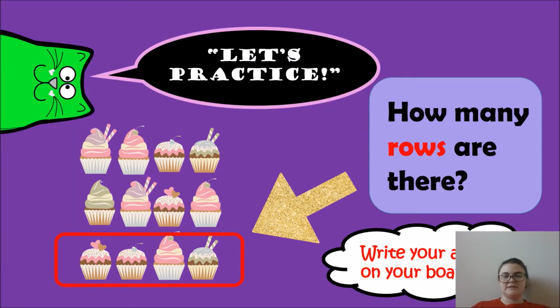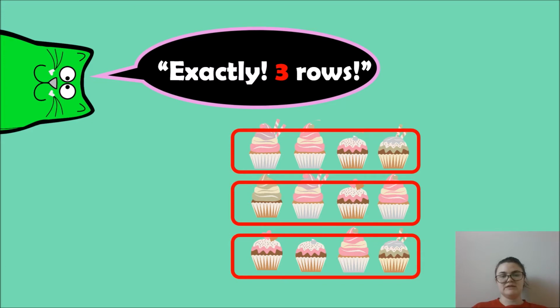Let's practice. How many rows are there? Now's your chance to write your answer on your own board or piece of paper at home. So how many rows are there? The rows are in red. The answer is 3. Exactly, 3 rows. 1, 2, 3. Rows go from left to right.